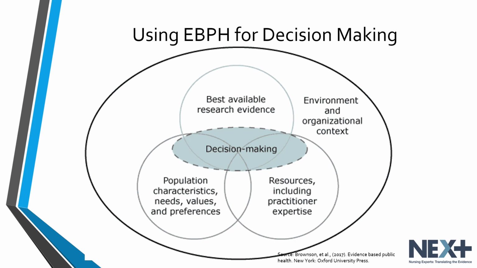The bottom left circle, which is population characteristics, needs, values, and preferences, represents the values of the population. For example, an intervention that may have worked in an urban setting may not be appropriate for a rural setting. And the bottom right circle, resources, including practitioner expertise, and I refer to this as your gut instinct.